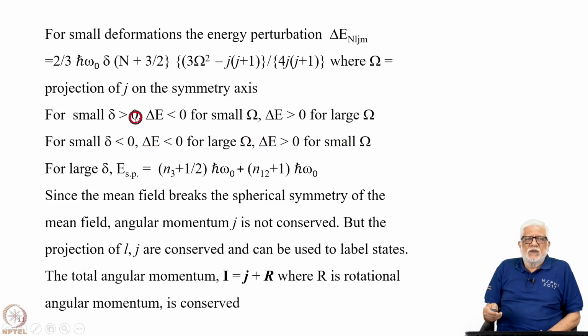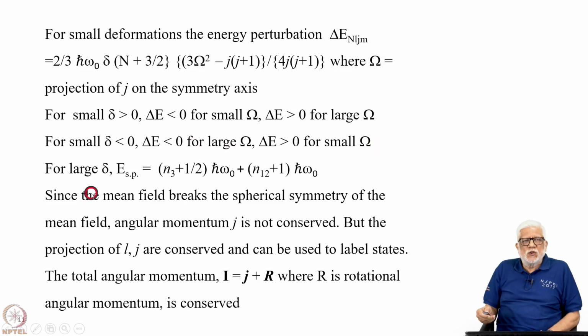So, for a prolate deformation, delta E is less than 0 for small omega, greater than 0 for large omega. On the other hand, for oblate deformation, delta E is less than 0 for large omega, but greater than 0 for small omega. So, the behavior reverses.